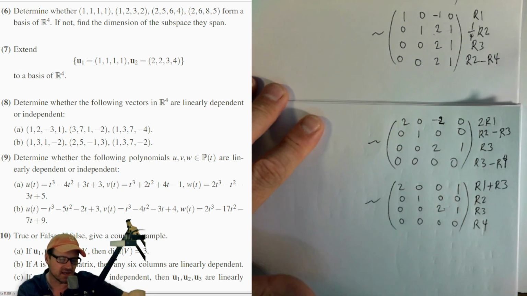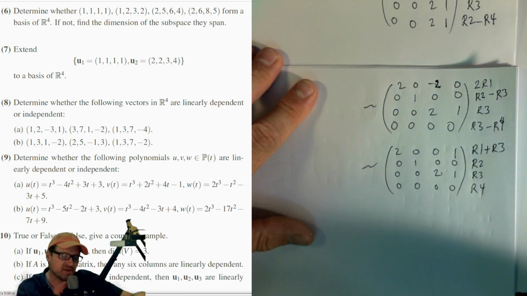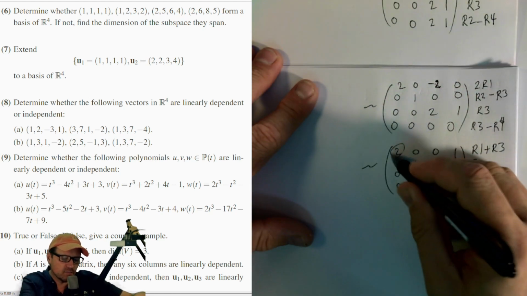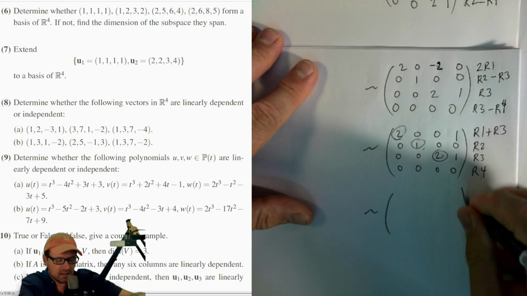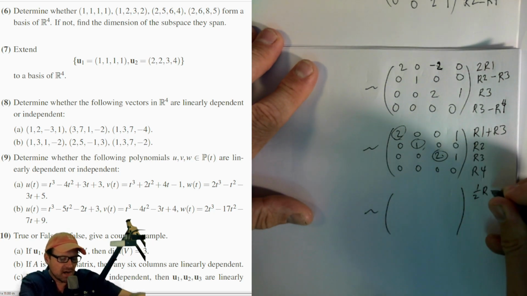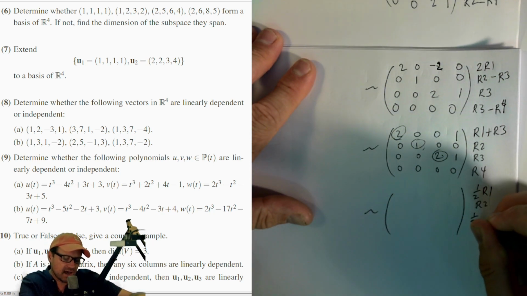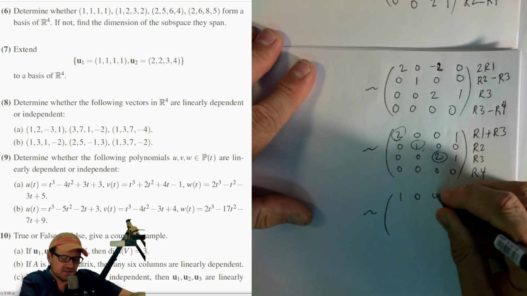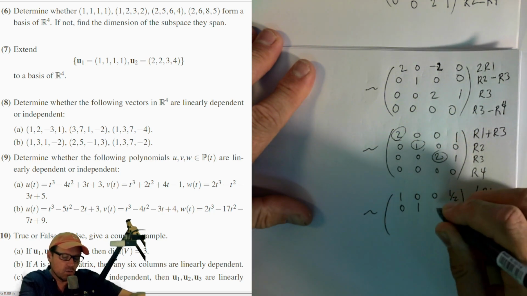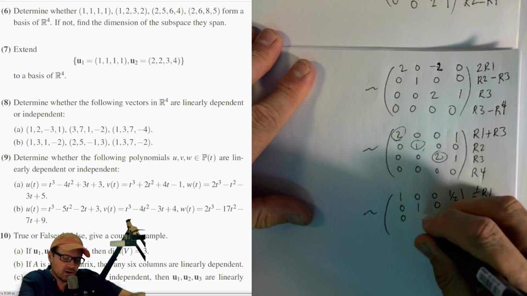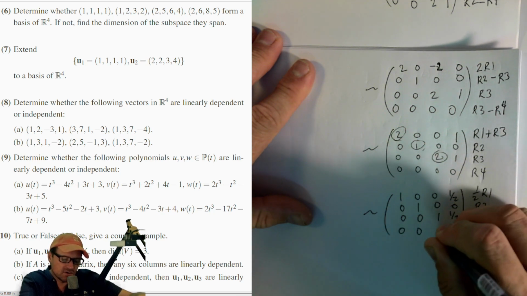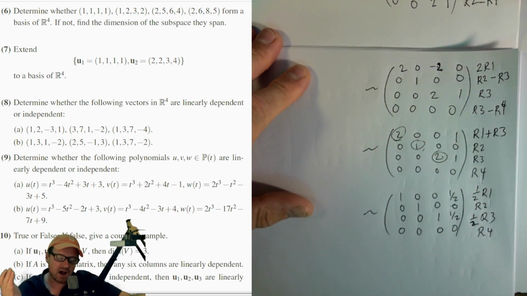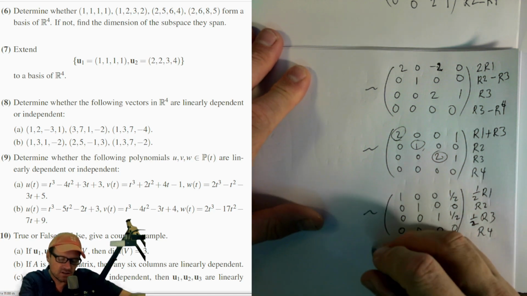We don't have ones on that diagonal, and we need our pivots to be ones, but I like to do this in the last step. So what we'll do now is multiply row 1 by 1/2 and row 3 by 1/2, and so we'll get 1, 0, 0, 1/2; 0, 1, 0, 0; 0, 0, 1, 1/2; and 0, 0, 0, 0. Okay, so now this is in row reduced echelon form.